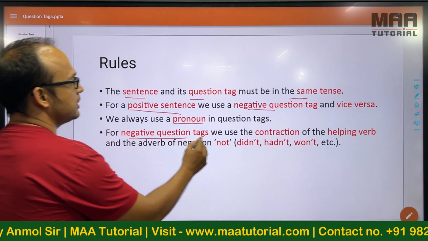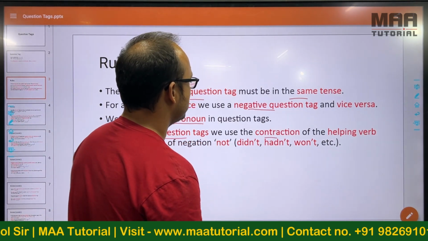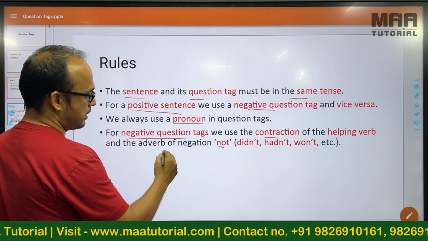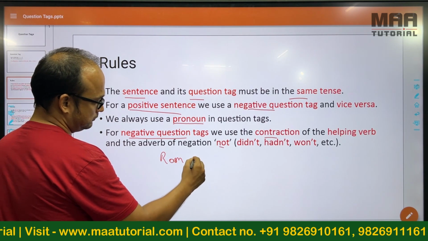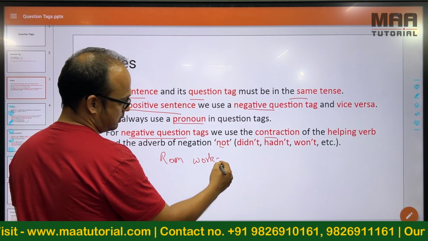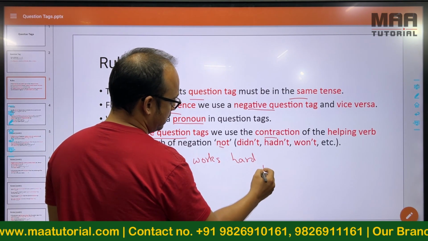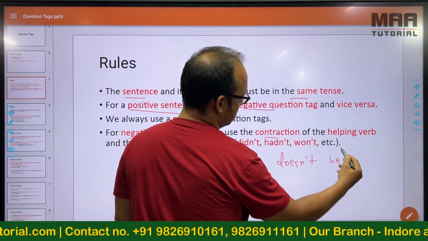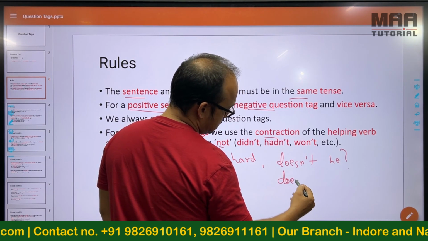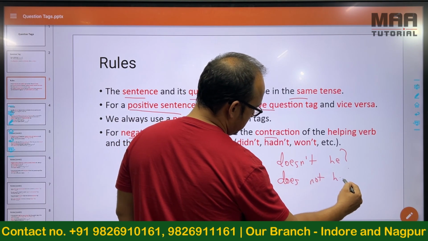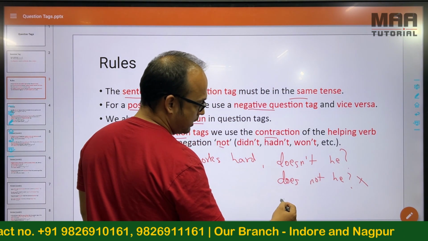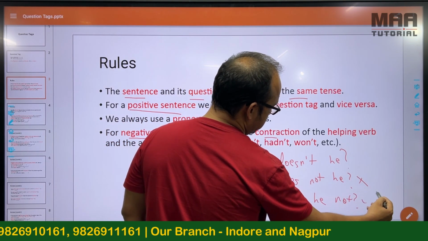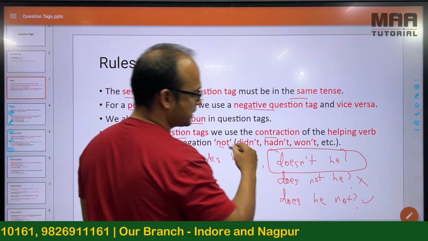Now for negative question tags, use the contraction of the helping verb and the adverb of negation not. We always use the contraction. For example, if I say Ram works hard, I will say doesn't he. Does not he is incorrect. Or it can be does he not. Not can come towards the end as well. This is also acceptable in modern English. But the contraction is the best way of saying it.